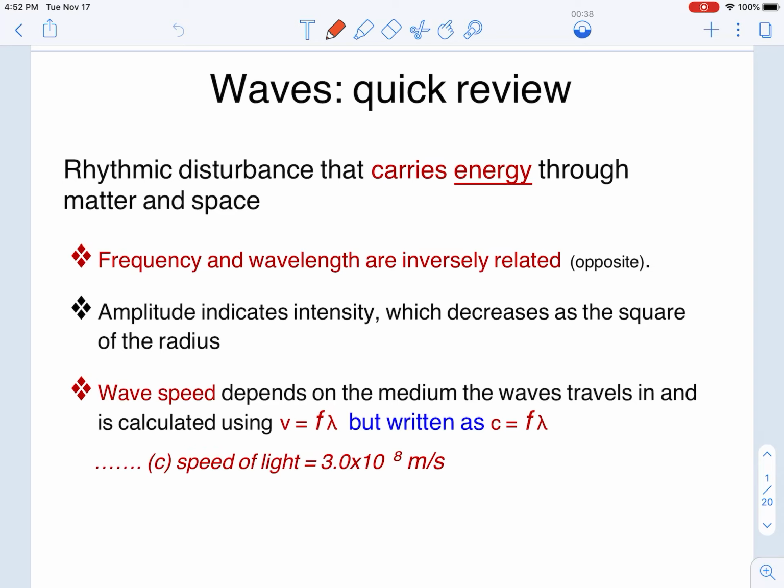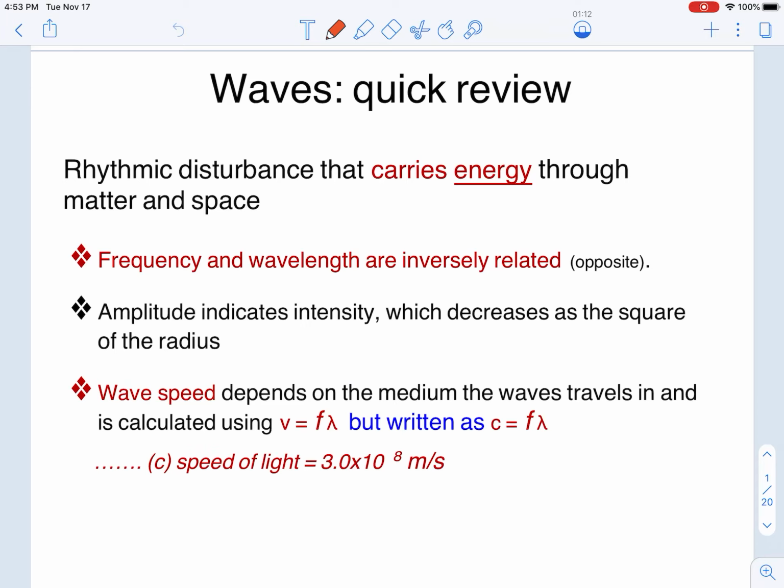So let's start off by reviewing the fact that waves are responsible for carrying energy. Now, we learned in the previous chapter that frequency and wavelength are inversely related. So this is a statement that is also true for light waves. As the frequency of the wave increases, the distance between each wave, or the length of one complete wave cycle or oscillation, is going to decrease. So they are inversely related.